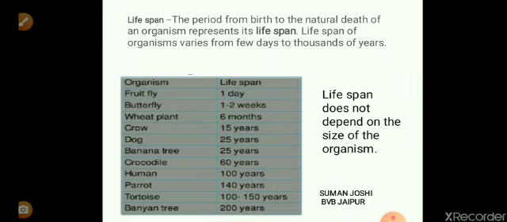Lifespan is the period from birth to natural death of an organism. It varies from few days to thousands of years. Here in the table you can see the lifespan of different organisms, plants as well as animals, and this is very important: lifespan does not depend on the size of the organism. For an example, here, parrot and crow, both are birds, right? Crow has a lifespan of 15 years and parrot has 140 years. See the difference. Same size bird, but the lifespan is very much different.